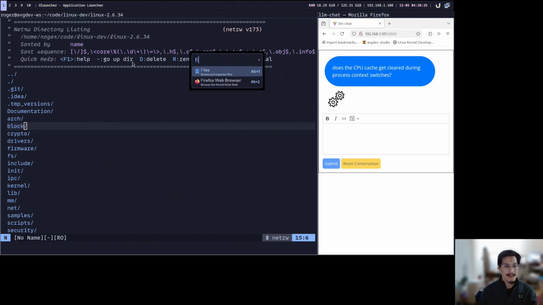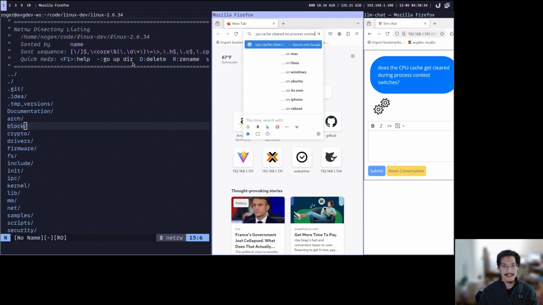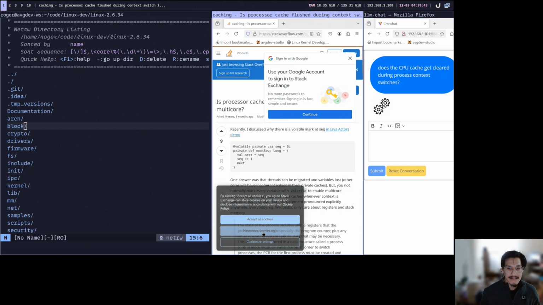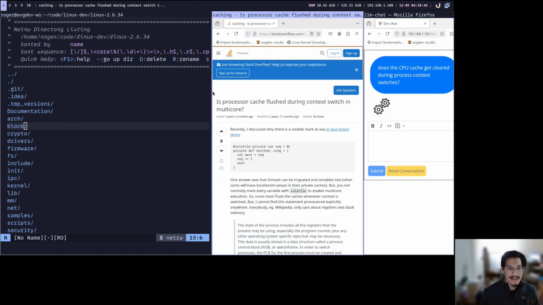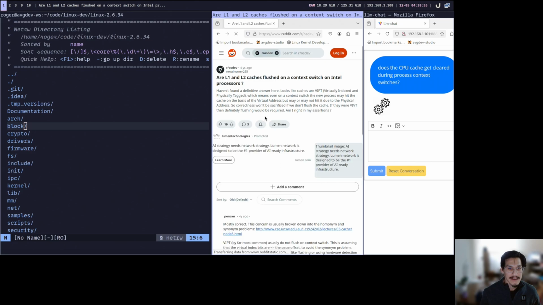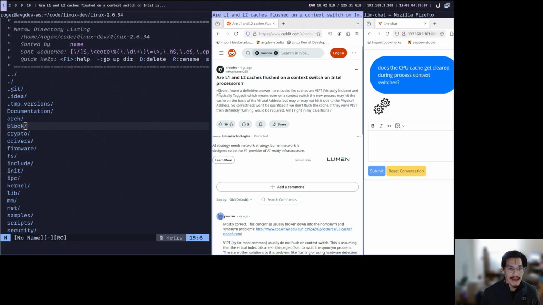Let's see. Okay. CPU cache cleared on process context switch. Is a processor cache flushed during context switch? Necessary cookies only. Okay, is the processor cache flushed during context switch in multi-core? Not what I'm looking for, actually. How about this one? Are L1 and L2 caches flushed on context switch on Intel processors? Okay, mostly correct. Haven't found a definitive answer here.